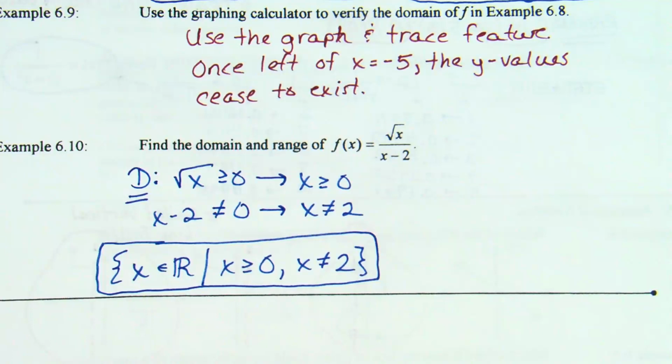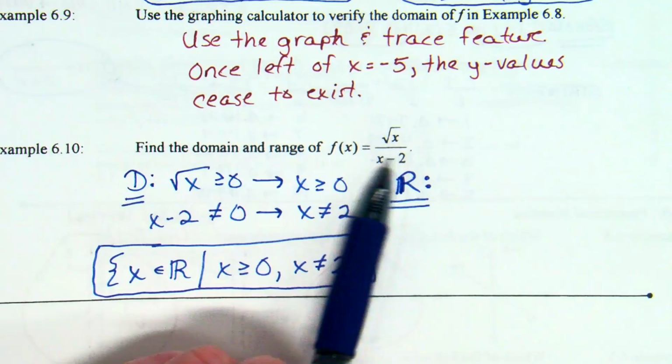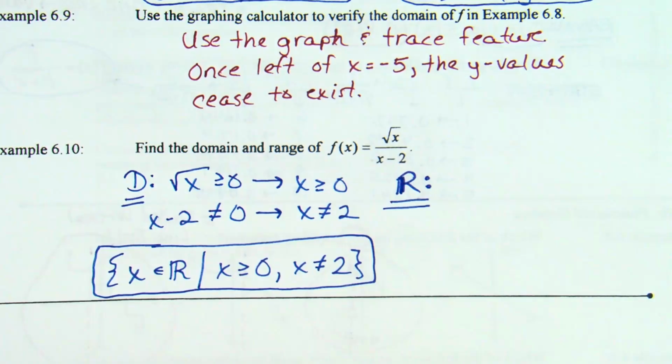Range. Okay. This is outputs. Are there any outputs that aren't going to work? The last time we said we couldn't have anything negative because there was a radical, yes? There's still a radical, but what's the difference this time? It's a radical and it's going to be divided by something down here. So could we possibly get a negative? We could. My best suggestion on this one is to graph it and inspect the graph.